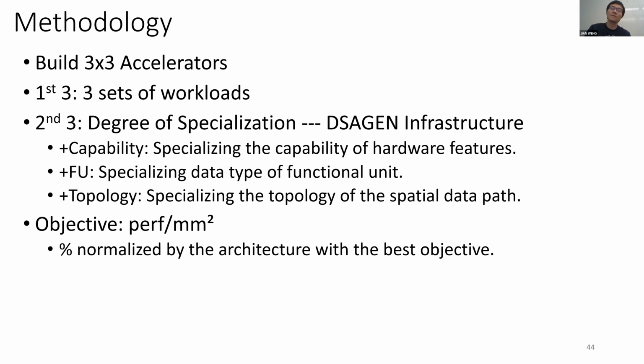Second, we specialize the functional unit. Like if floating point is not used, we just trim it off. Finally, we do the topology, so the data path of the spatial architecture is specialized for the dependence graph within that subset of the workloads. We use performance per area as our objective function, and all the numbers are shown as percentages, normalized by the best objective function.